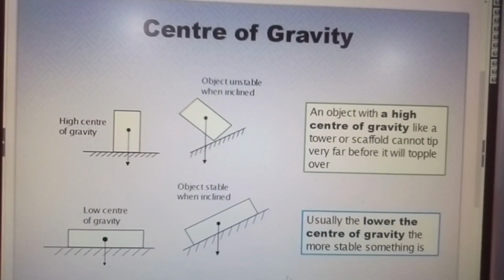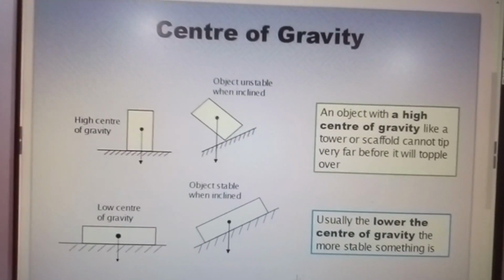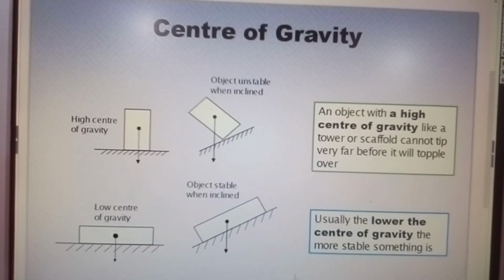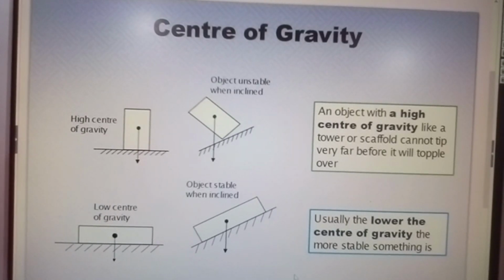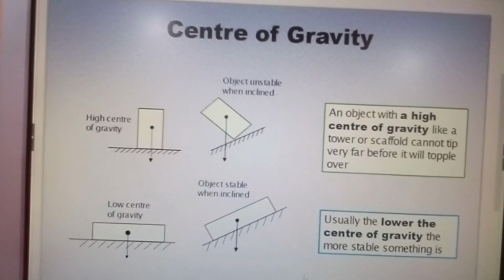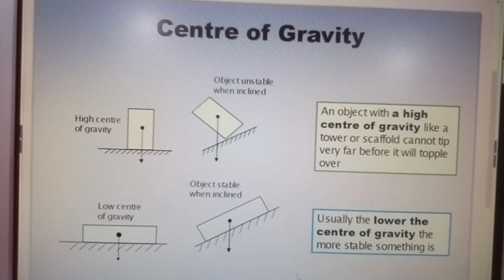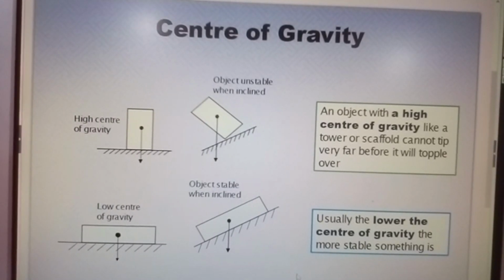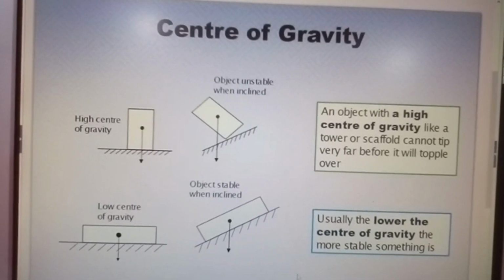And here we have an object with a high center of gravity, like a tower or scaffold, which cannot tip very far before it will topple over. Usually, the lower the center of gravity, the more stable something is. So in short, the higher you go up, the more support you will need to support that structure in order to ensure that it retains its center of gravity. If something does not have a good center of gravity, it will topple over. It is as simple as that.